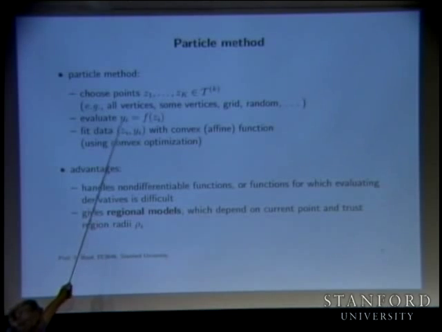And you simply evaluate your function. And now you have a pile of data that looks like this. It's the argument and the value of the function. And what you do is you have a pile of these, and you fit these with a convex or affine function depending on what was asked. So that's the picture. Of course, it's going to turn out that's a convex optimization problem as well, not surprisingly.